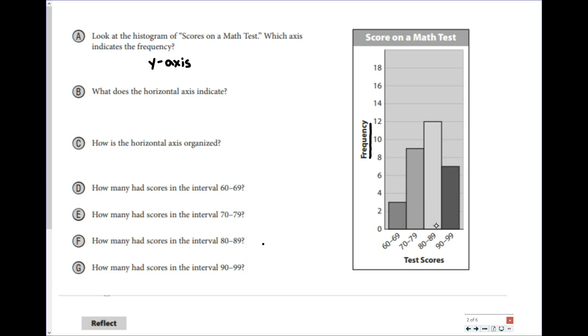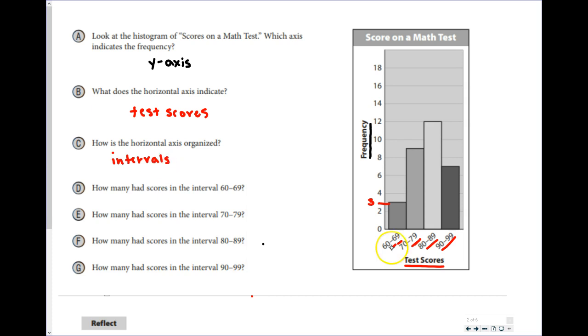So on B, what does the horizontal axis indicate? In this particular graph, the horizontal axis indicates test scores. Okay. And letter C, how is it organized? Well, it's organized by these little intervals. So see how we've got 60 to 69, 70 to 79, 80 to 89, and 90 to 99? These are intervals. I'm not just saying the amount of scores that are 60, the amount of scores that are 62. I'm saying that from the range of 60 to 69, we've got 3 students that scored in that range. Okay? So the horizontal axis is organized in intervals.